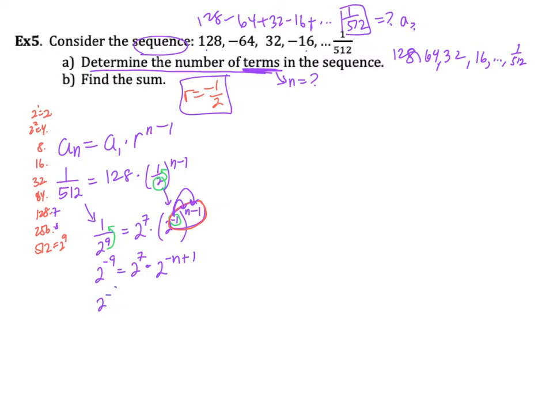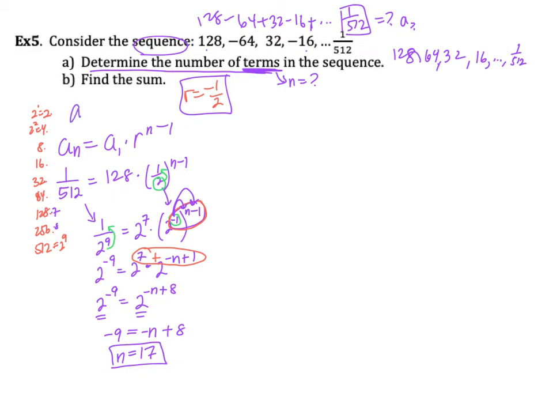So I have 2 to the negative 9th. What do I do to these exponents now? And hopefully you are saying you add them. So I would get 2 to the power of negative n plus 8. And because both of these have a base of 2, I'm going to say negative 9 equals negative n plus 8. Therefore, n equals 17.